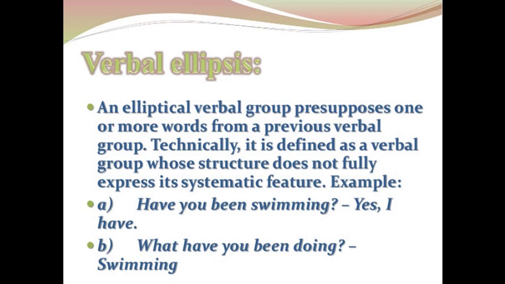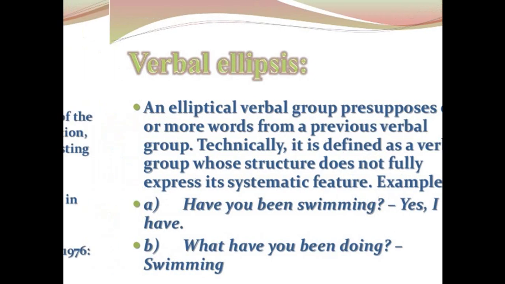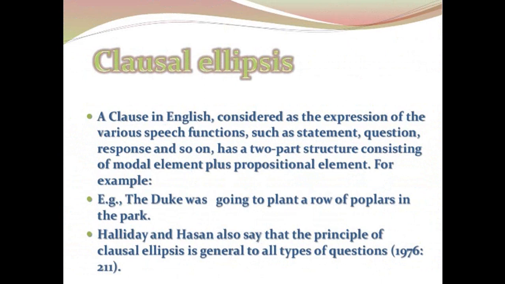What have you been doing? Swimming. So what have you been doing? I have been swimming. So the words "I have been" are omitted. And clausal ellipsis. A clause in English, considered as the expression of various speech functions such as statement, question, response, and so on, has a two-part structure consisting of modal element plus propositional element. For example: the Duke was going to plant a row of poplars in the park.